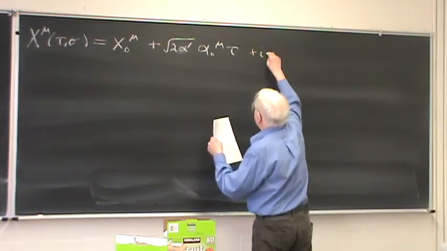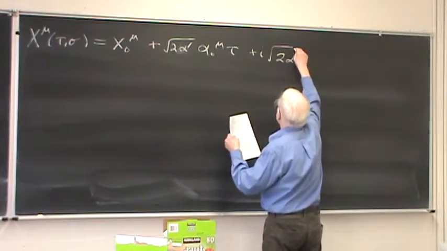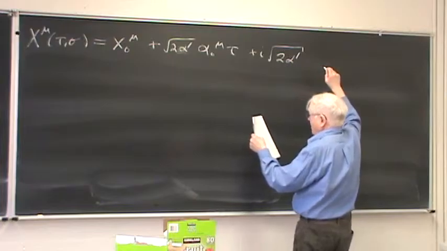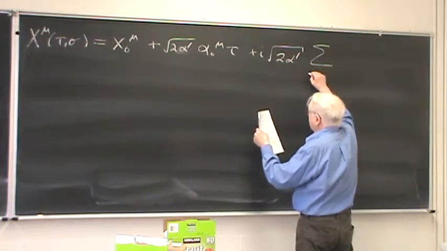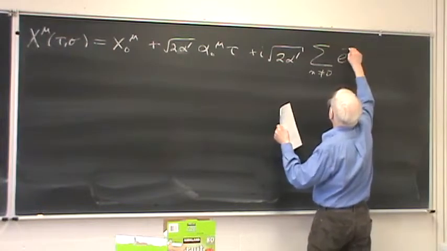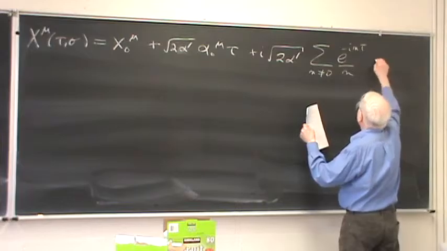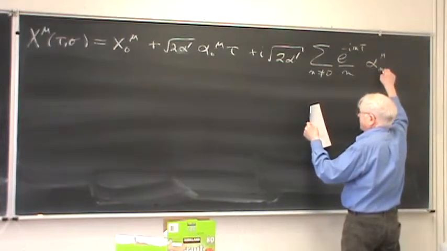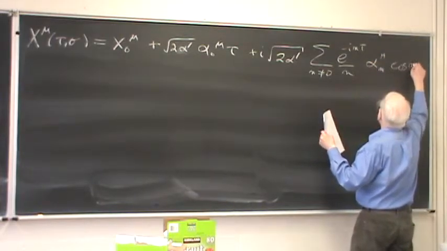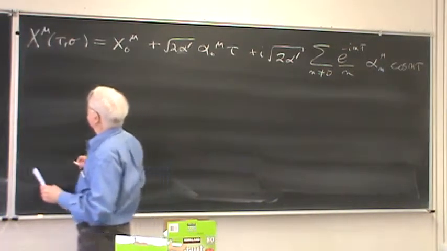And then we have an i, the square root of 2 alpha prime, and then a sum for n not equal to 0, e to the minus i n tau over n, alpha mu n, cosine n sigma. And I should say this is for open strings.